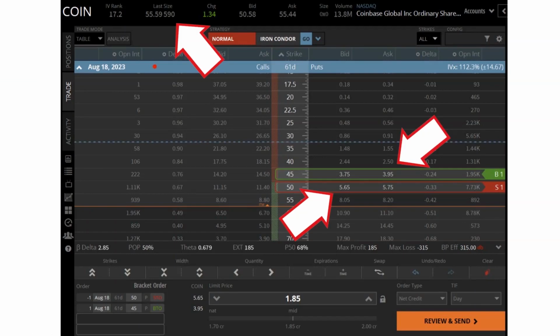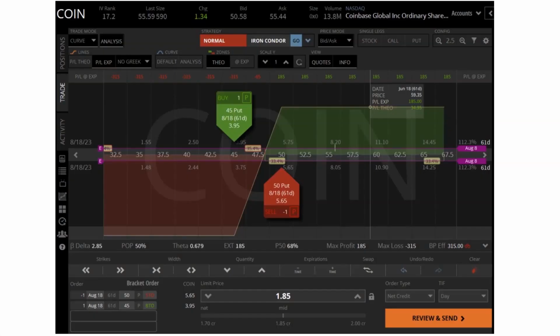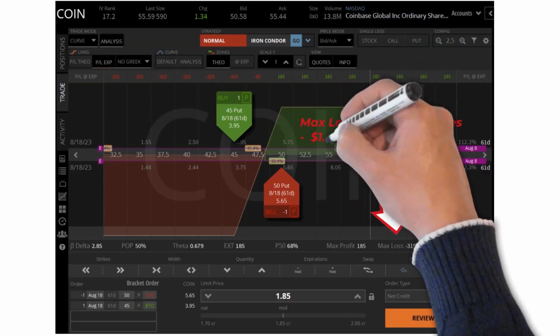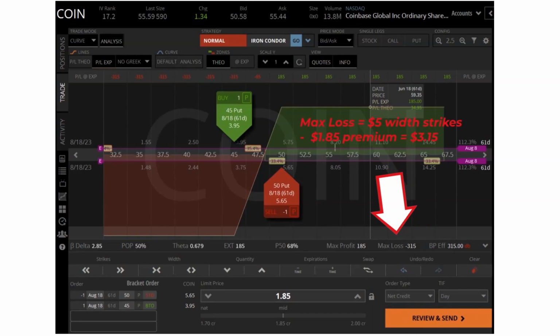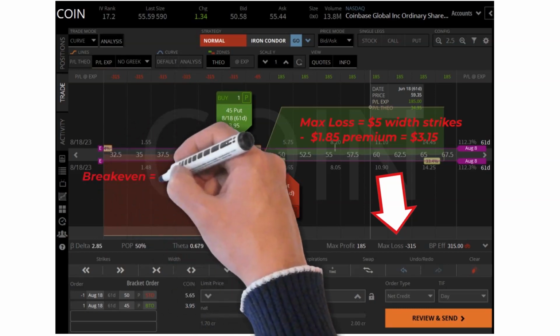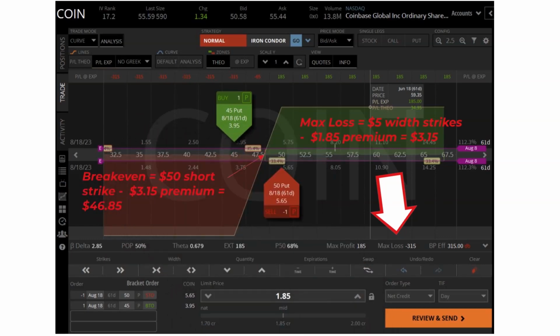We collect $1.85 for selling this credit spread. One option contract controls 100 shares of stock, so we collect $185 upon placing this trade. Switch to the curve mode and we see our max loss is $315. This is calculated by taking the $5 width of the strike minus the $1.85 in premium collected, so it's $3.15. The break even is the 50 short strike minus the $3.15 collected, so it's $46.85.